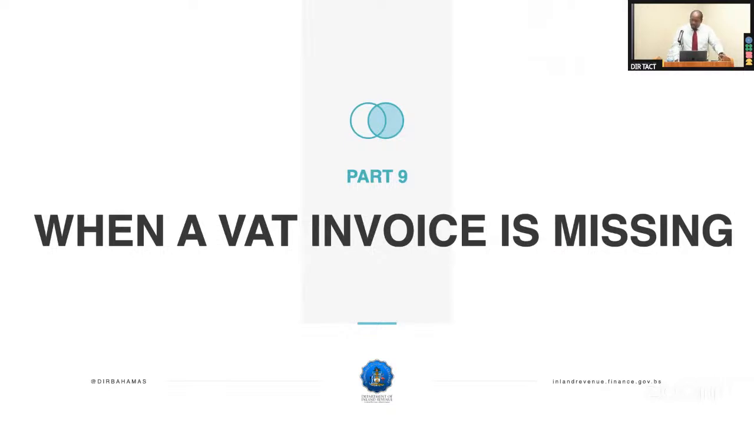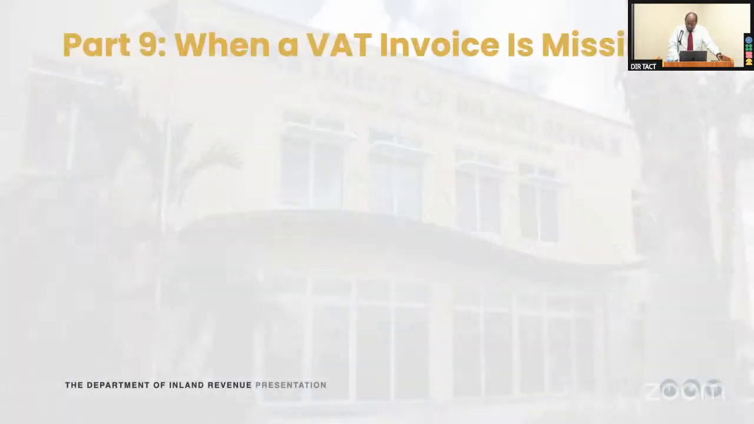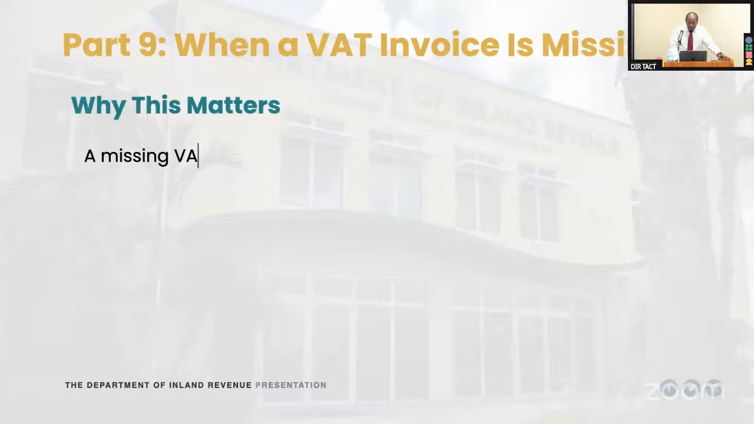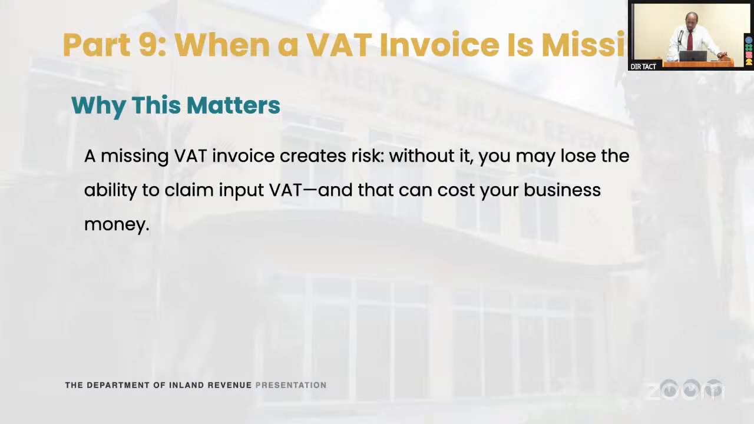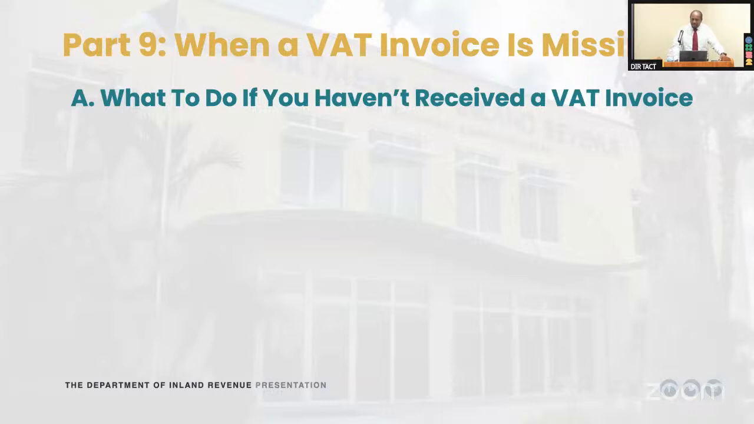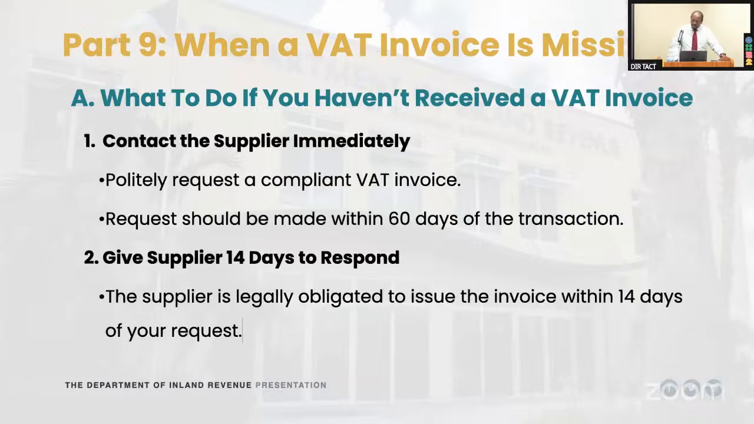So when a VAT invoice is missing, and this will most likely be our last section, I think section 10. So why it matters, of course, a missing invoice creates risks. Without it, you may lose the ability to claim input, and that can cost your business money. What to do if you haven't received a VAT invoice? The first one is contact the supplier immediately and simply ask them if they could resend the invoice to you if you didn't get it, or if they sent it with error, to send you a corrected one. Give the supplier 14 days to respond. The supplier is legally obligated to issue the invoice within 14 days of your request.